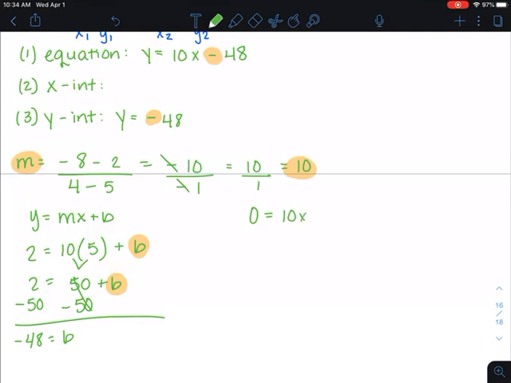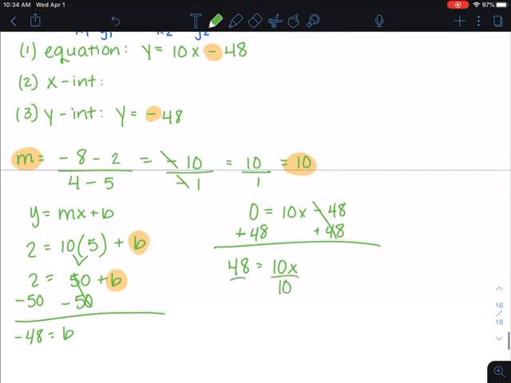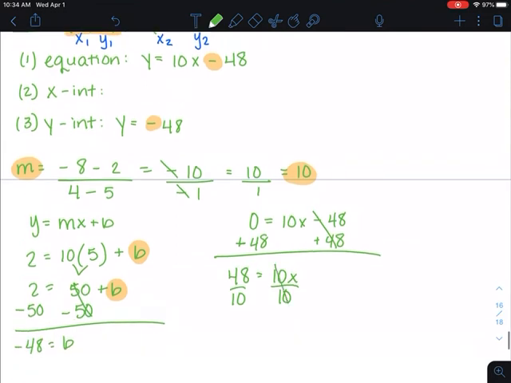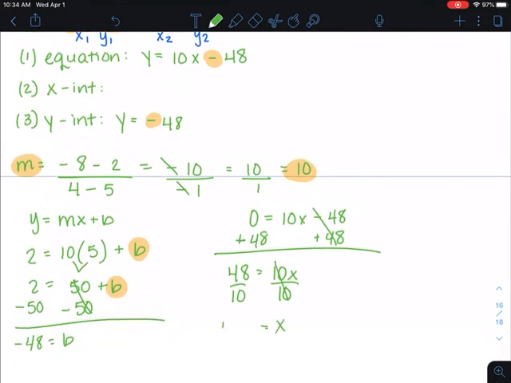Alright, and then find the x-intercept is when y is equal to 0, so I'm making y 0, solving for x. I'm going to add 48 to both sides to cancel out that part. So I have 48 is equal to 10x. The opposite of multiplying is dividing. These will cancel. X is equal to 48 over 10.